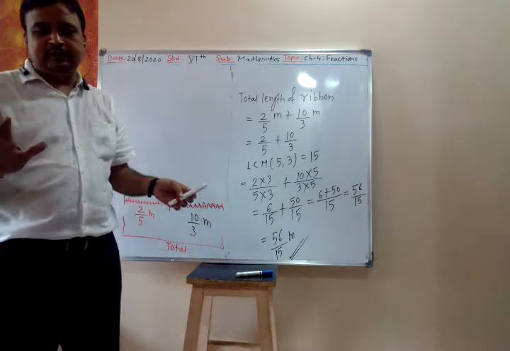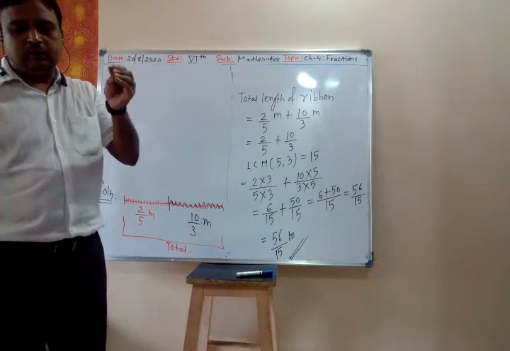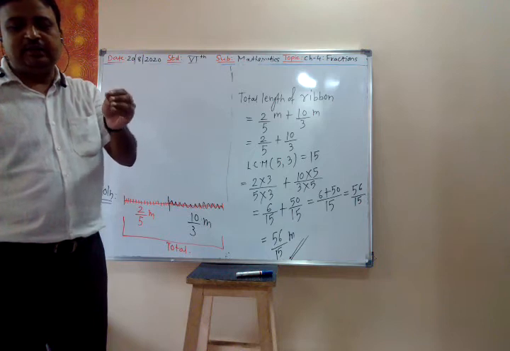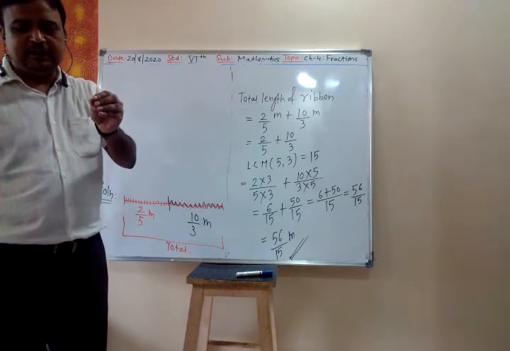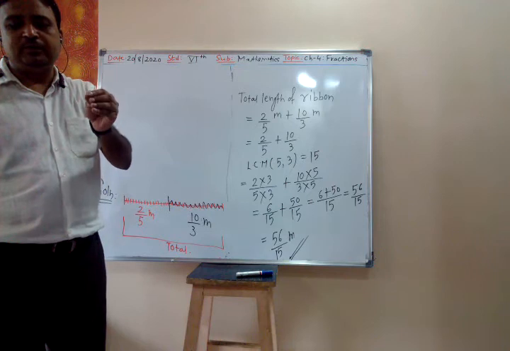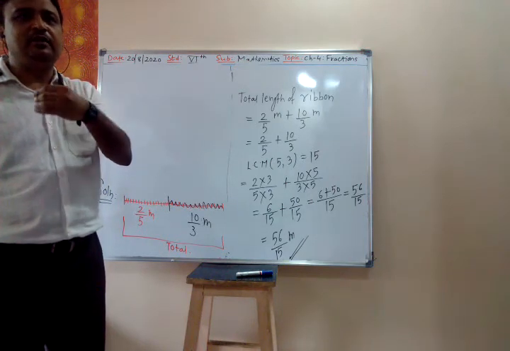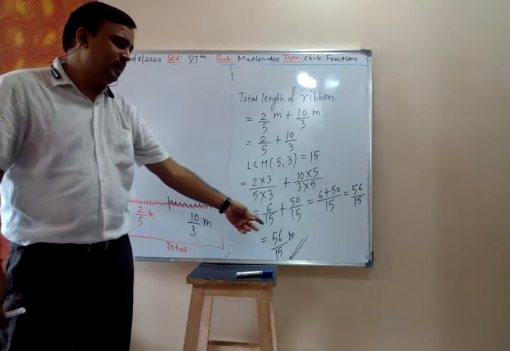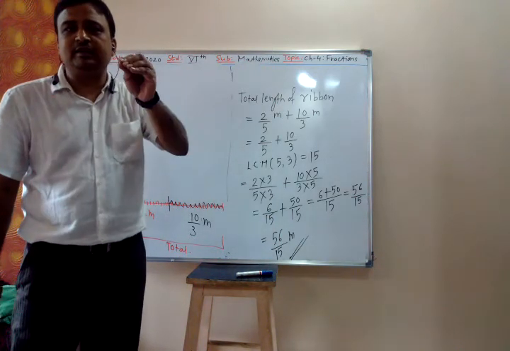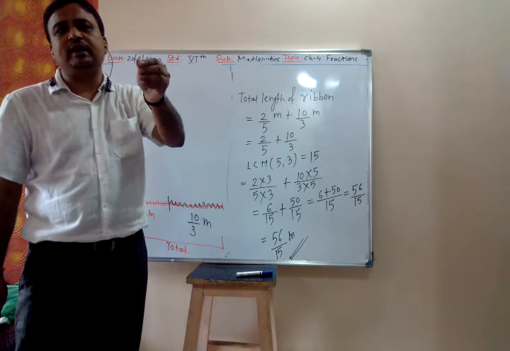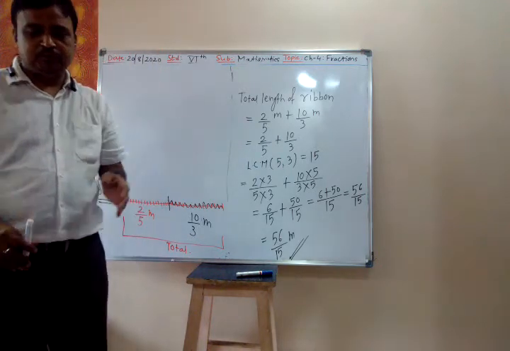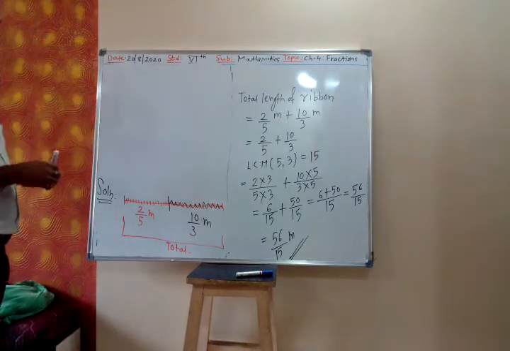Yes, see here, normally, my dear, in the question the fractions were not given in mixed fraction. Is it clear? It was given 2 upon 5 and 10 upon 3. So questions were not given in mixed fraction, so the answer I have also not converted into mixed fraction. If the question is given in mixed fraction, then the answer I will also write in terms of mixed fraction. So in this we write as it is.